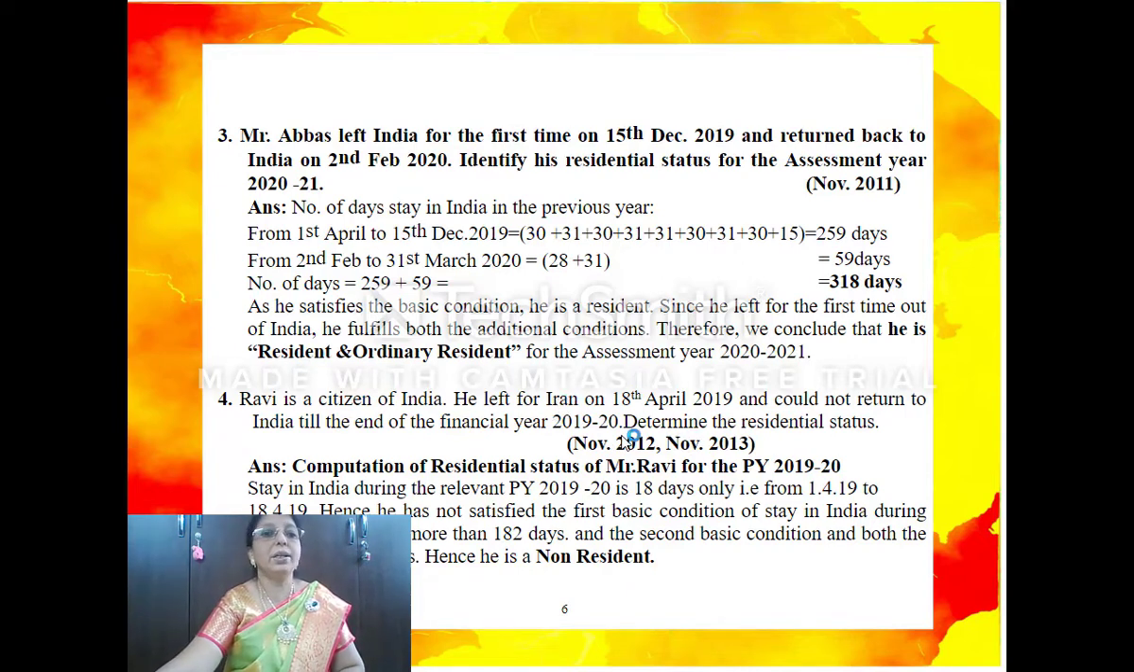Next, there's a situation where Mr. Ravi left for Iran on 18th April 2019 and he did not come to India till the end of the financial year 19-20. So only in April till 18th he is there. So he is there in India only for 18 days, 1/4/2019 to 18/4/2019. So he is not able to fulfill the first basic condition of 182 days. Second basic condition, 60 days, even that he is not able to fulfill. So he is a non-resident.